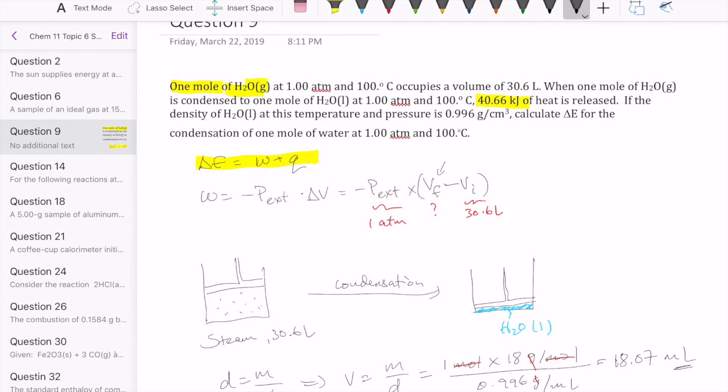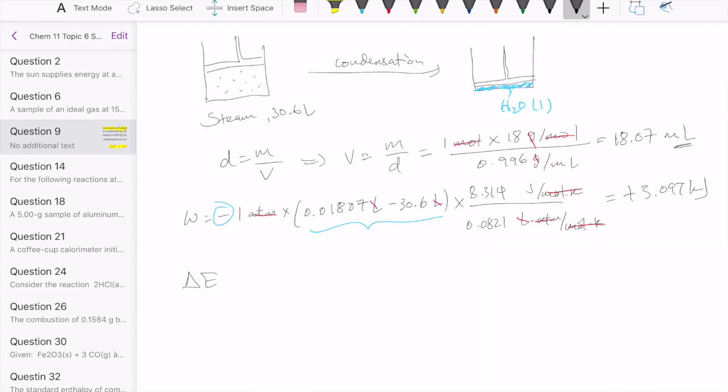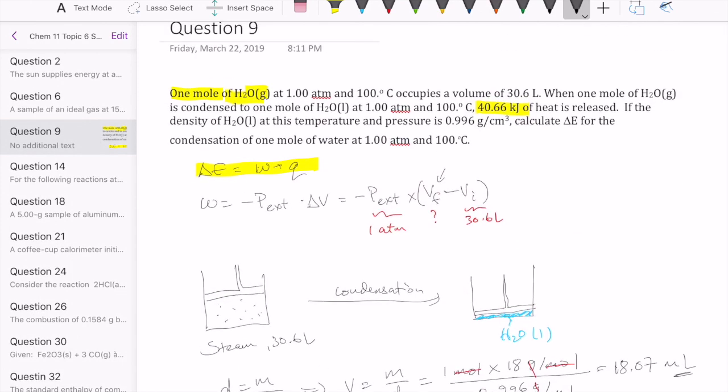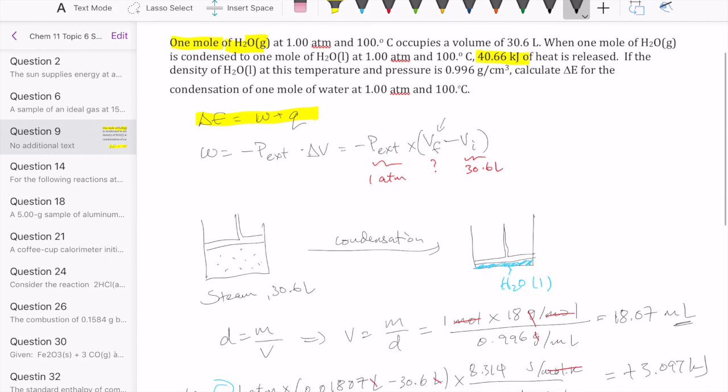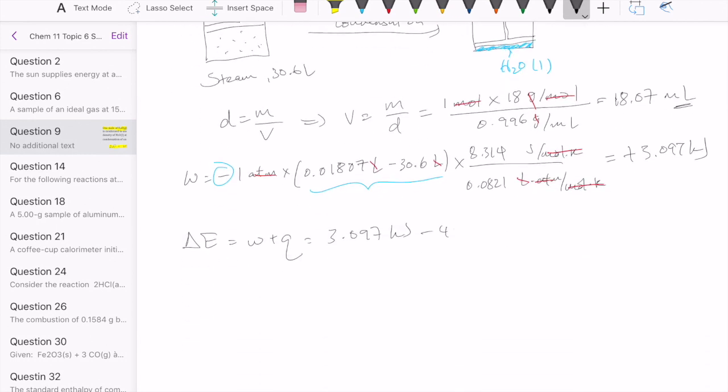Heat is already given in kilojoules. So the last thing I have to do is calculate delta E, which is W plus Q. The W is 3.097. Q, it says heat is released. Released means that it's a negative sign, so negative 40.66 kilojoules. So it ends up giving me 37.6 kilojoules.